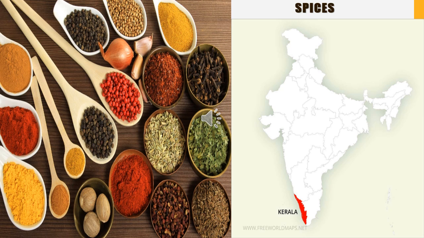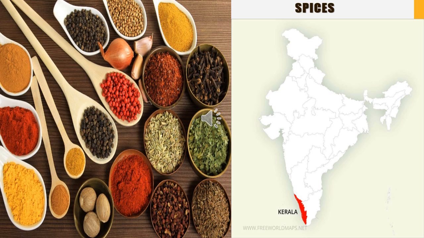These spices are mostly used for flavoring or tempering cooked food, and for preparing medicines, dyes, etc. Pepper, chilies, turmeric, ginger, cardamom, clove, and areca nut are the major spices cultivated in India. Kerala is the leading producer of spices in India.